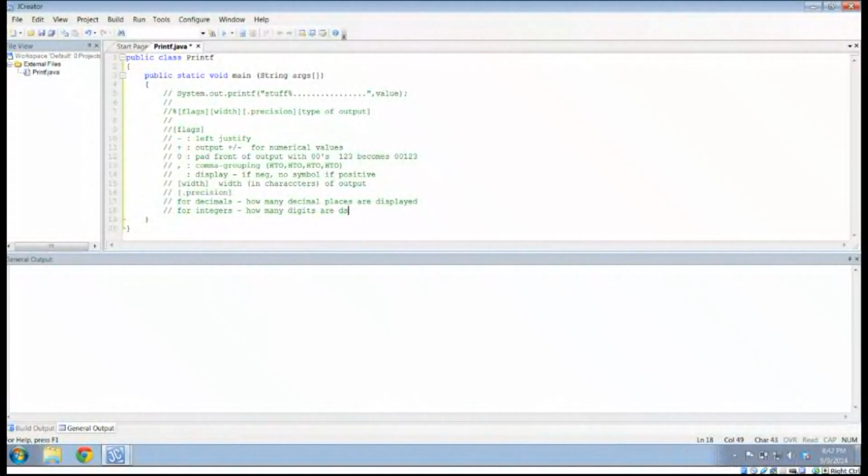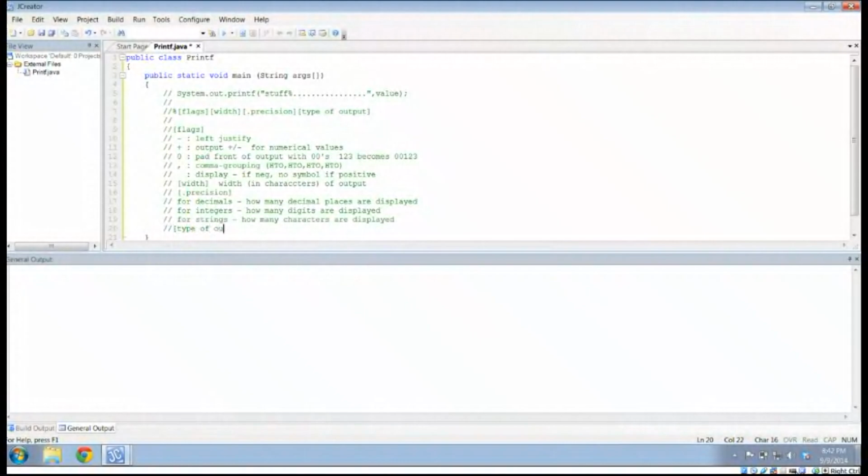For integers, in other words, how many digits are displayed. And for integers, if I have fewer than that number, then it's going to pad with zeros, kind of like what we were talking about earlier. If I have more than that many digits, then we'll talk about what happens there. And for strings, this is going to say how many characters are displayed.